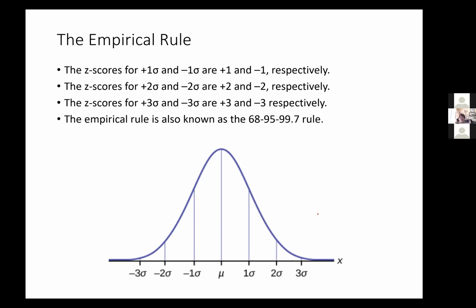About 95% of your data should lie between plus or minus 2 standard deviations from the mean. And about 99.7% of your data should lie between plus or minus 3 standard deviations from the mean.